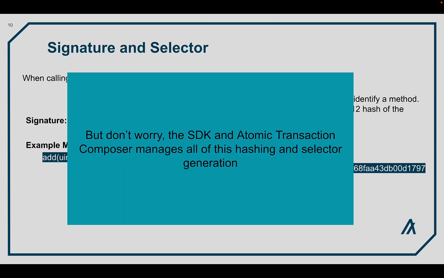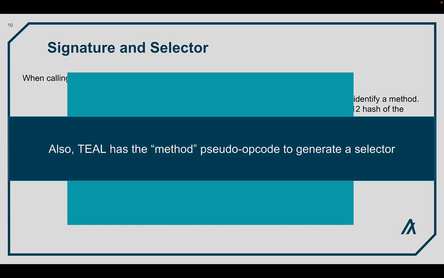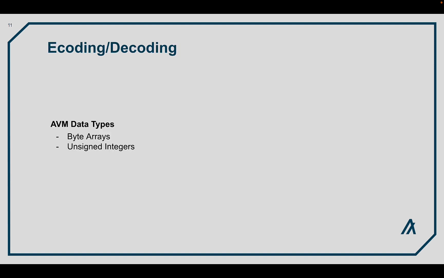But don't worry, all the hashing and signature selector generation is handled on the client side by the SDK and the Atomic Transaction Composer, so you don't have to worry about building it manually. Now let's see how ABI helps us to have different data types in our smart contract.